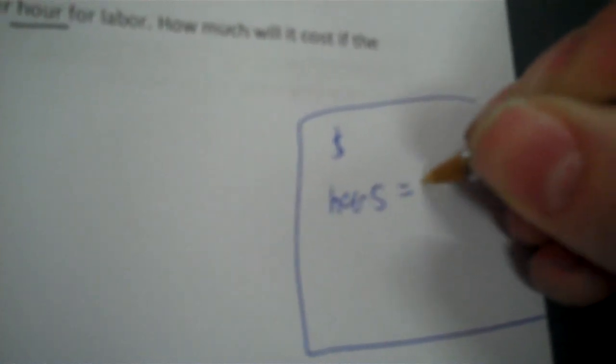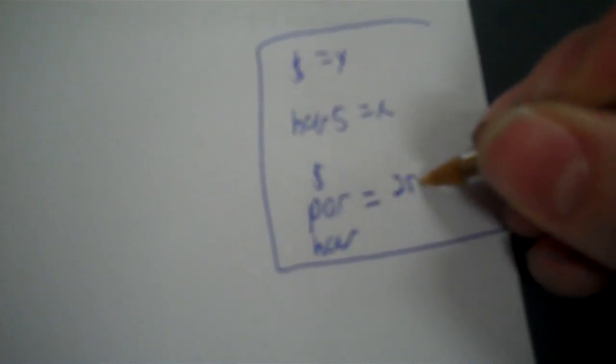So you've got dollars and hours. Hours is X, dollars is Y. So it's dollars per hour, and the dollars per hour is 25. 25 times x. $25 times x. So this is a linear function. Okay. So linear stands for line. So we'll get the line by making our table.